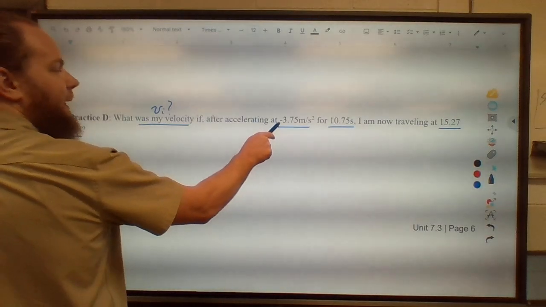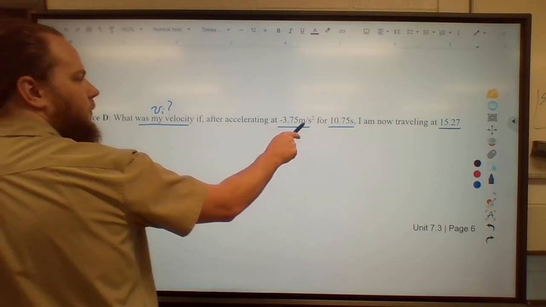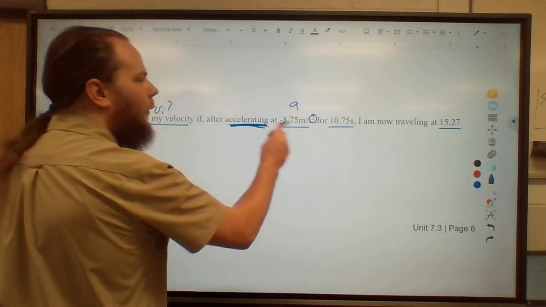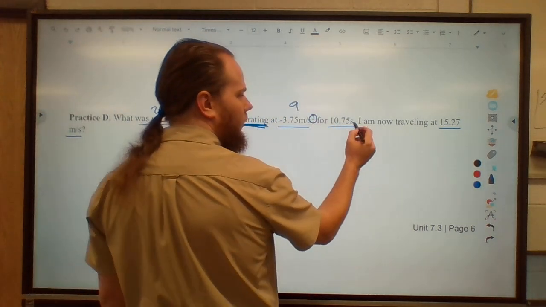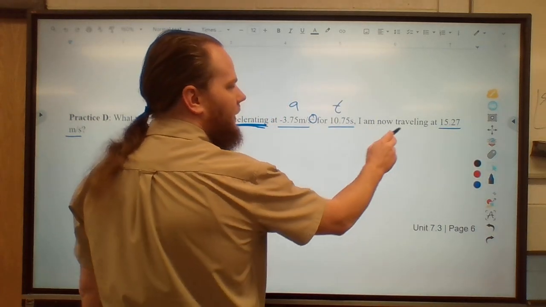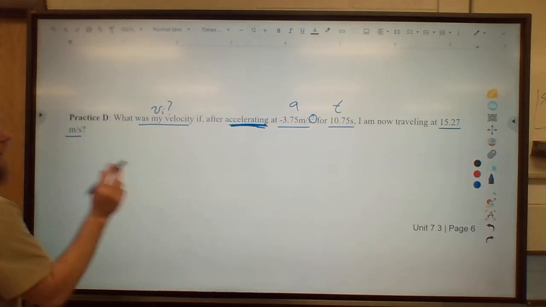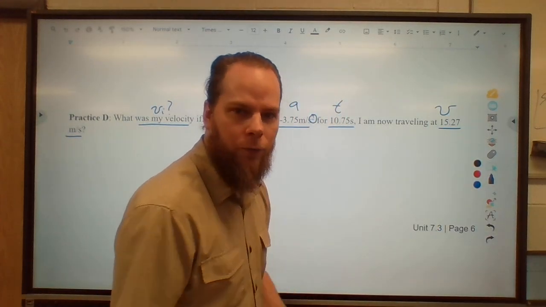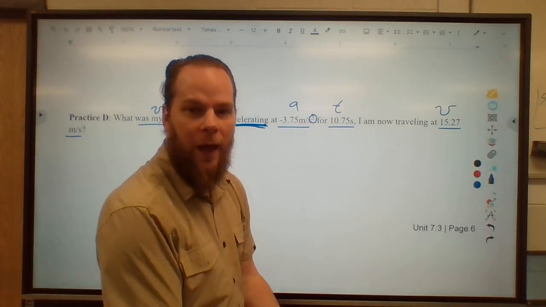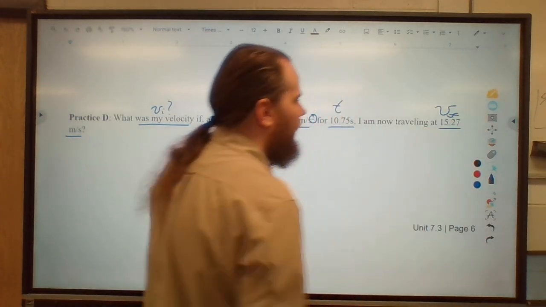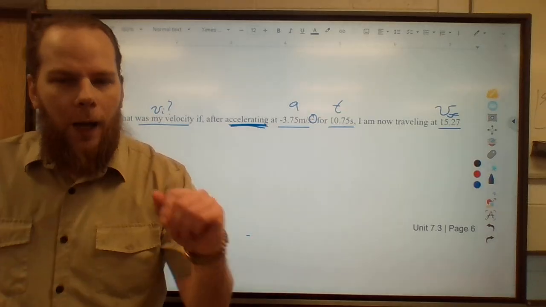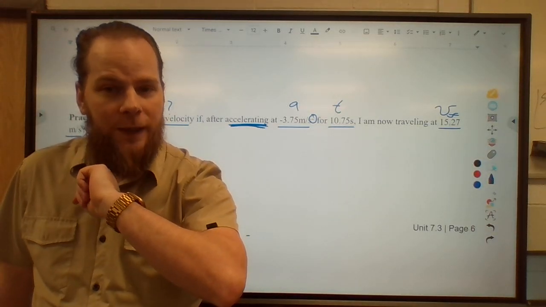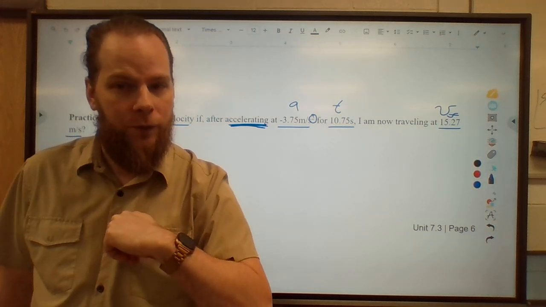After accelerating at negative 3.75 meters per second squared, plus it says accelerating, so this has to be A, for 10.75 s, or seconds, so that is t. I am now traveling at 15.27 meters per second, so this is a v, obviously, and if it's now, not before, then this has to be the f. It's the after. Okay? So, I'm going to have you do your own equation manipulation, write down what you think that is, and then I will show you on the board how to do that properly.